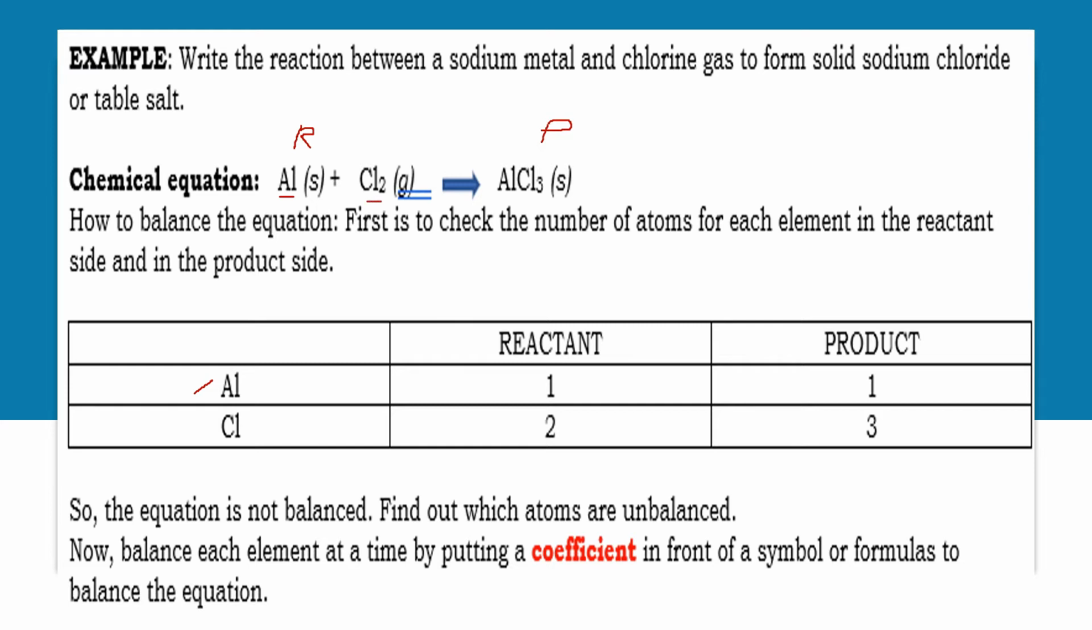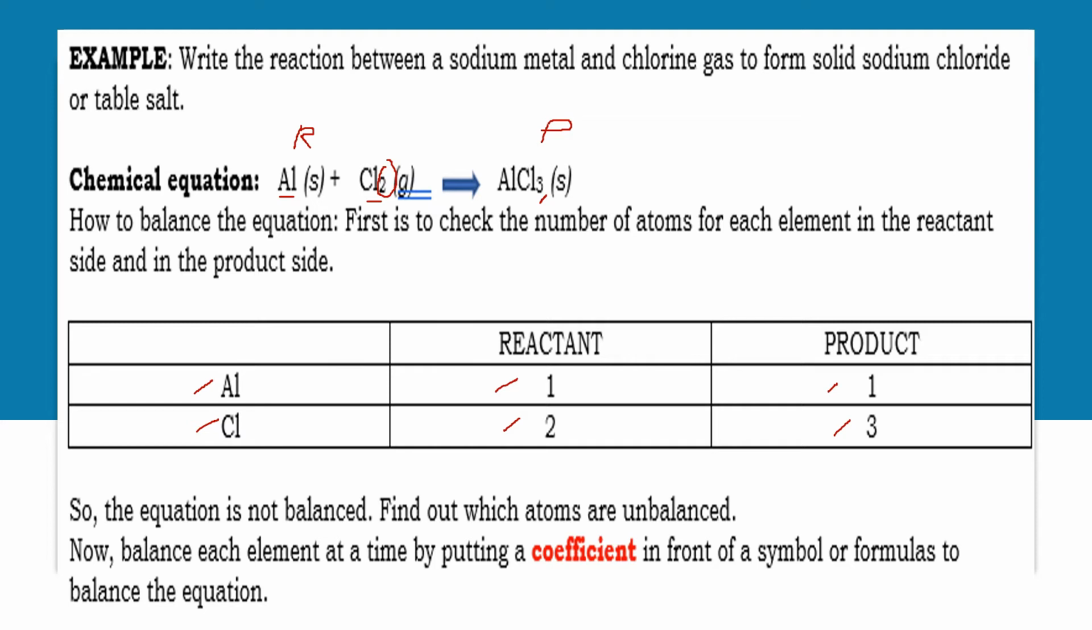So in the reactant side, your aluminum is only 1. How about in the product side? So in the product side, aluminum is also 1. Next, how about chlorine in the reactant side? So you have Cl. So how many atoms are present for Cl in the reactant side? So you have 2. As you can see, you have 2 here. And how about in the product side? So you have 3. So definitely you can now check that the equation is not balanced.